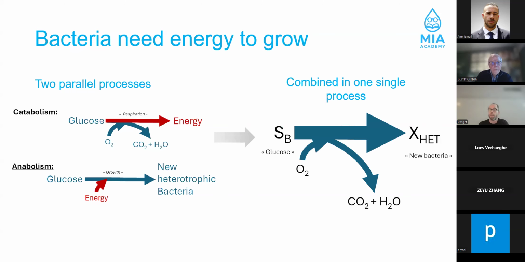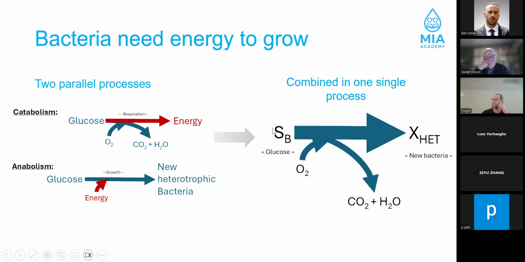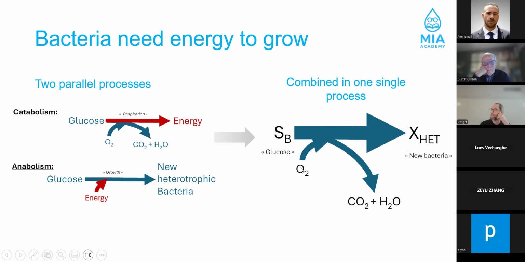But actually, when we do ASM modeling, the approach we take is to couple these two together. And so when Gustaf showed you the matrix of model processes, he never showed catabolism and anabolism separately, but he showed them implicitly coupled, as you can see here, where we take glucose, or here using the nomenclature of SB, and we're using some of that to produce new biomass, but in that catabolic process, we're also burning some of it to produce CO2 and water.